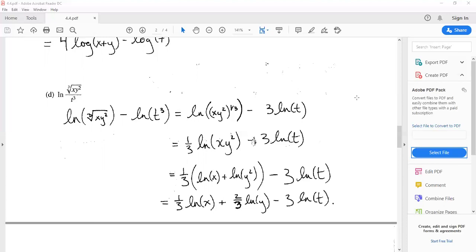And then in the next step, I can notice that I have a product inside of this logarithm here. So I'll have 1/3 times natural log of x plus natural log of y squared. So that 1/3 multiplies both of those, minus outside 3 times the natural log of t. I'm running kind of out of room on the paper here, but in the next step, we can yank out the 2 from natural log of y squared. We can yank the 2 out front and then multiply through by 1/3. And so we'll end with 1/3 natural log of x plus 2/3 natural log of y minus 3 times natural log of t.